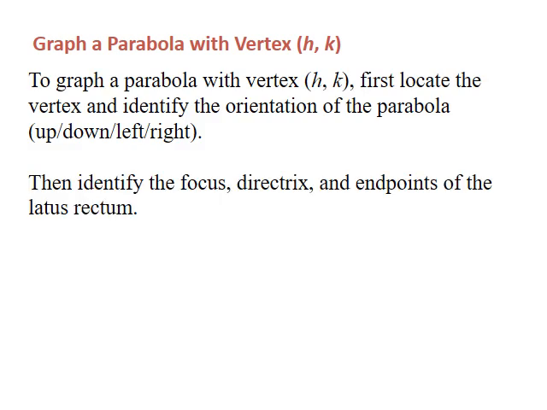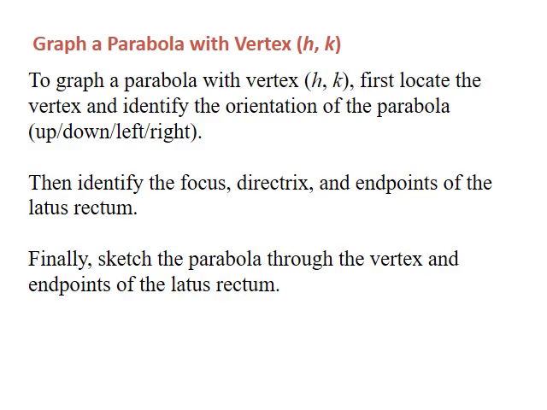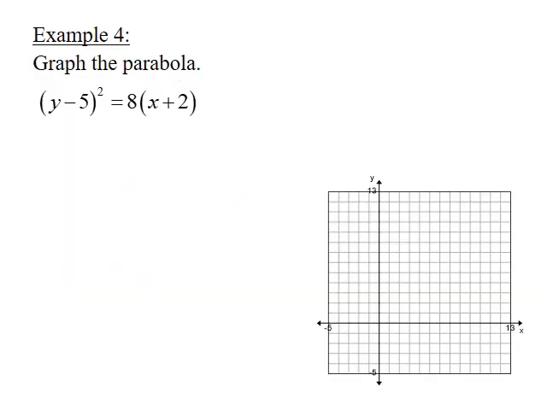So to graph a parabola that has a vertex other than 0, 0, first you're going to want to locate the vertex. Then it's helpful to identify which way this parabola is going to open so that you have an idea of what you're working towards. And then all the steps are really the same. Find the focus, the directrix, the endpoints, and then you can go ahead and sketch. So it's not too difficult as long as you continue to follow the same steps. So let's give it a shot.